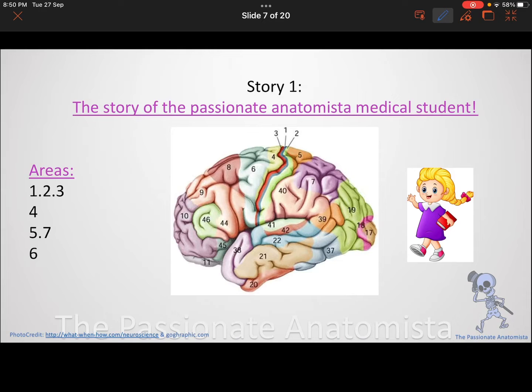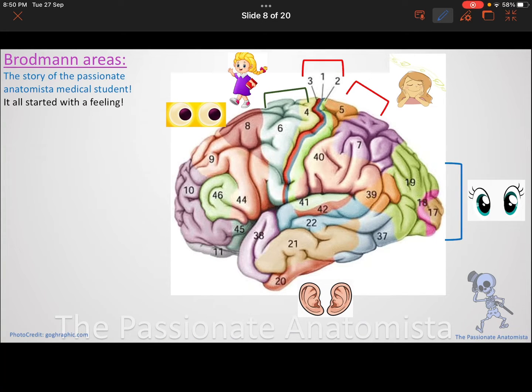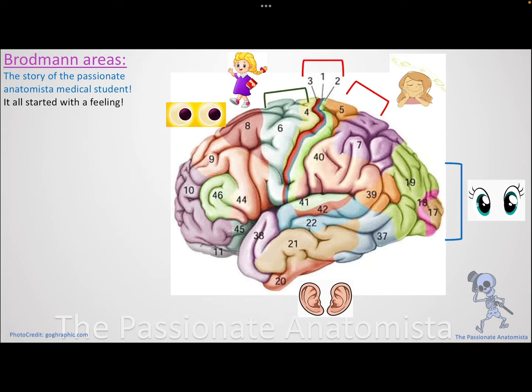So what is the story of that medical student that will help me to know the function of the Brodmann areas? Now, we had a cute girl, a medical student like you guys, and that student heard about how life will be very nice if you help others, and she wanted to be a doctor one day. So she heard about medical school and the medical profession, and then she decided to go ahead and study medicine, or anatomy in my case, all right?